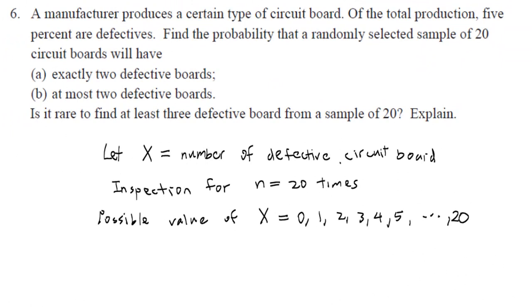Let's begin with some notation. We let x equal the number of defective circuit boards. Since we are doing the inspection for 20 circuit boards, we are doing the experiment 20 times. So n equals 20. The possible values of x, the number of defective circuit boards, could be 0, 1, 2, 3, 4, all the way to 20, since we are inspecting 20 circuit boards.